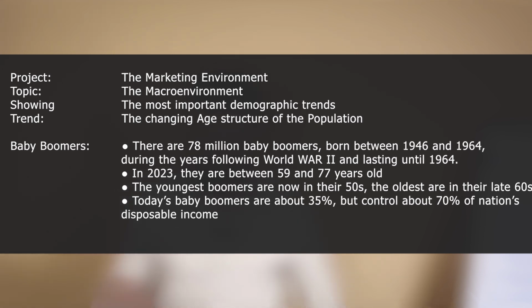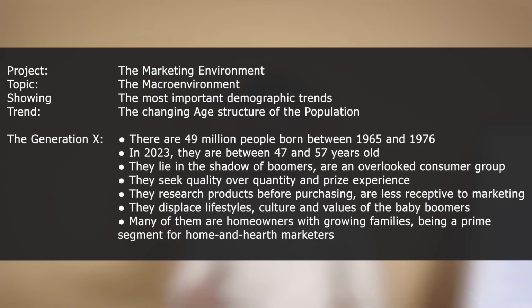Today's baby boomers are about 35% of the population, but control about 70% of the nation's disposable income. Generation X: there are 49 million people who were born between 1965 and 1976. In 2023, they are between 47 and 57 years old. They lie in the shadow of the boomers, and they are an overlooked consumer group.